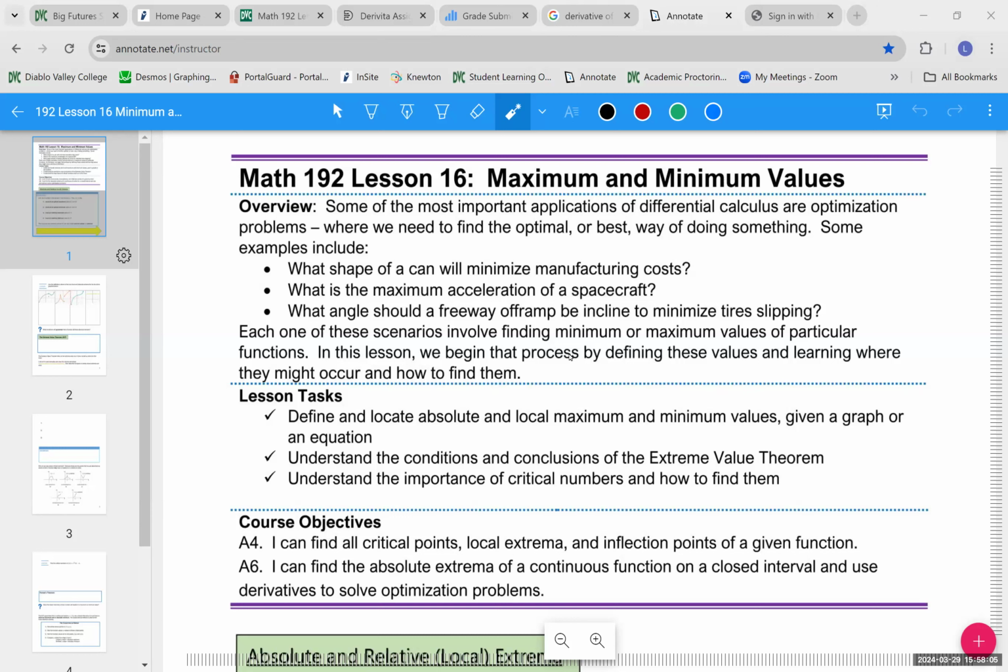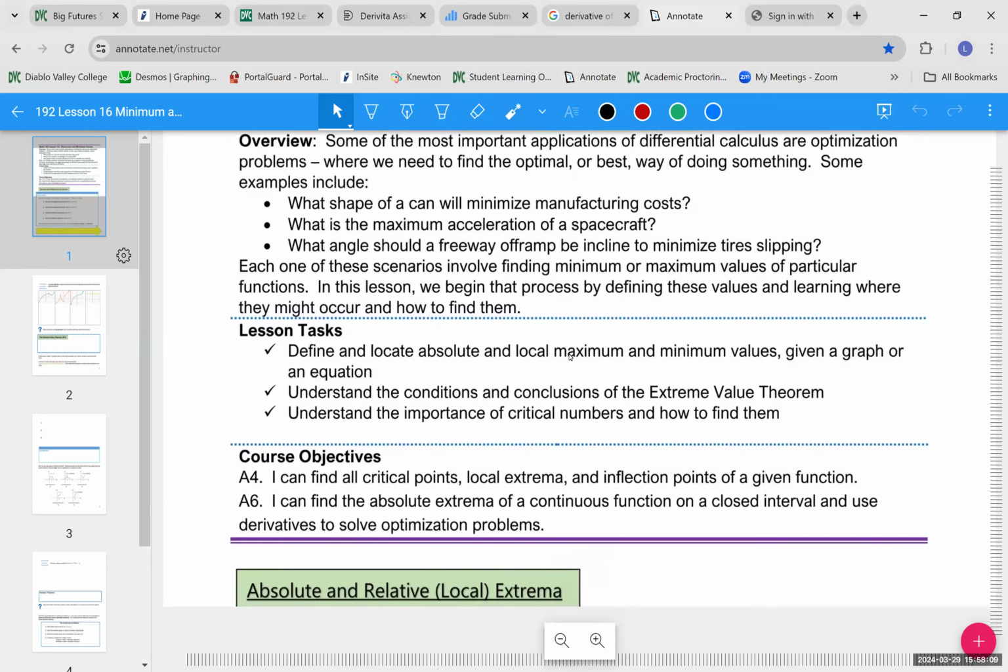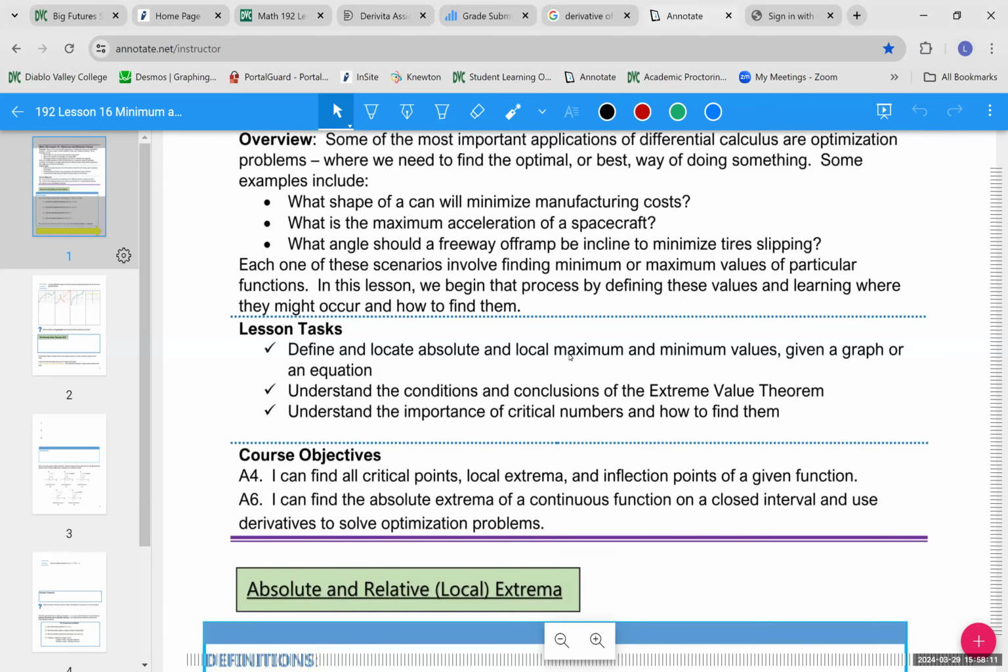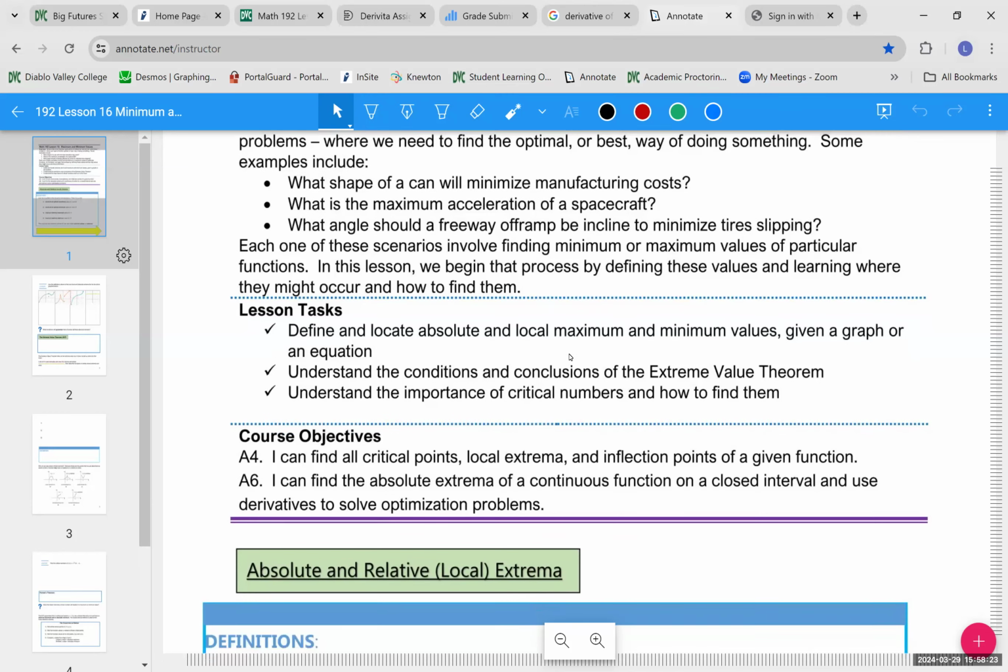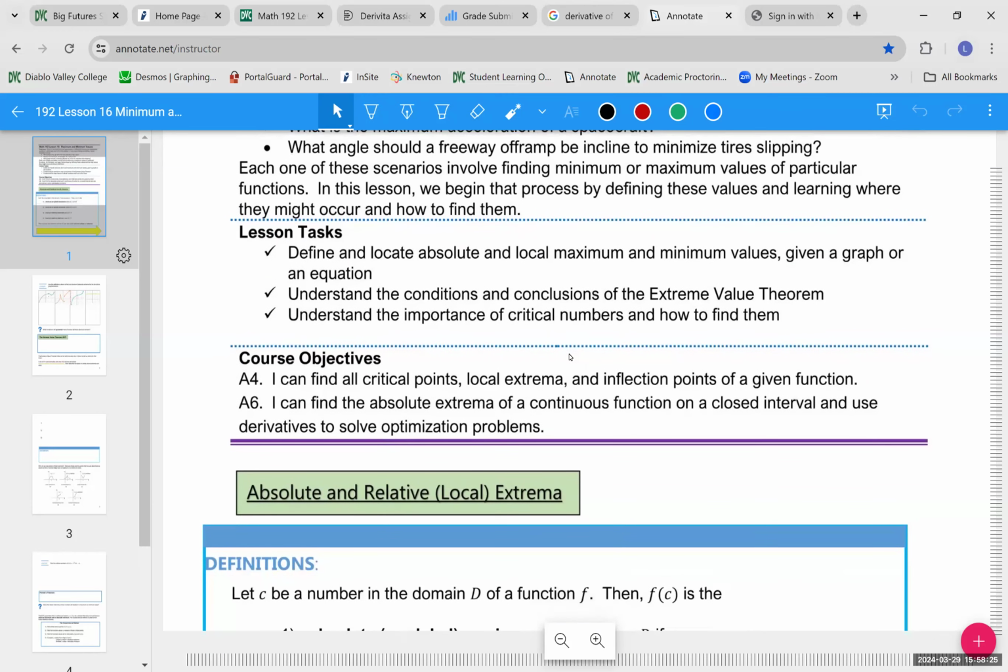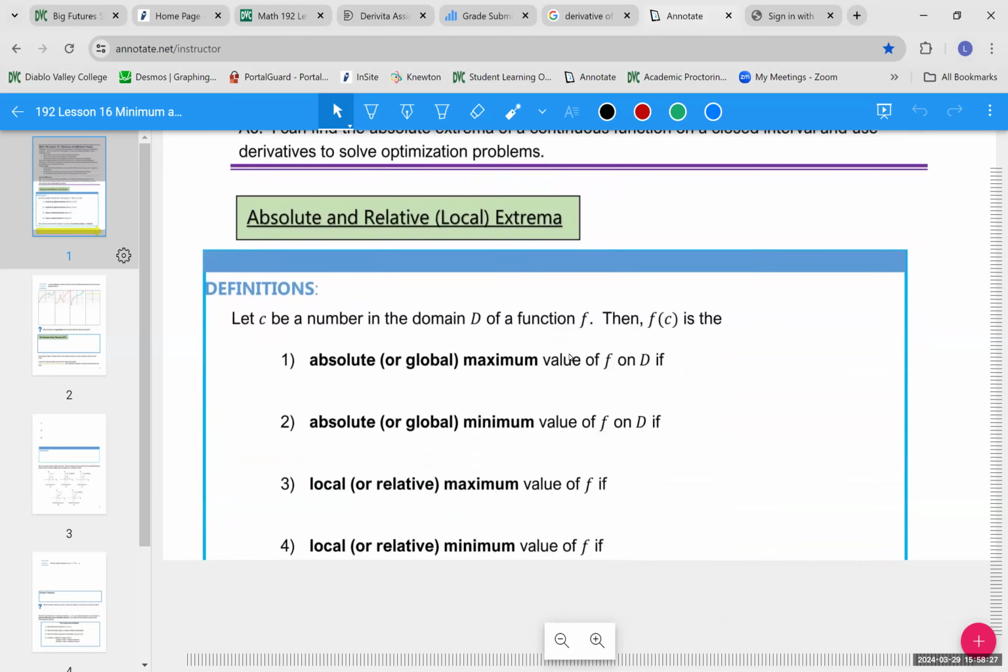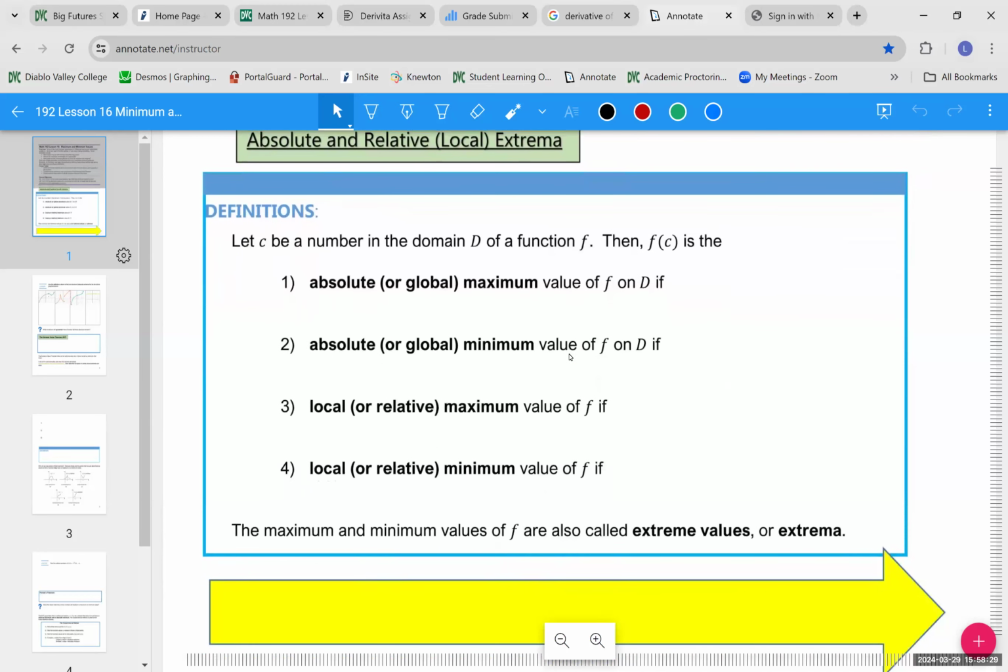And so we're going to start this process. It'll take us a couple of lessons to get all the way to the end of that process and actually solve those problems. But in this lesson, we're going to start by making the definitions of what those kinds of things are and looking at what x values they might occur at. So let's start with a set of definitions.